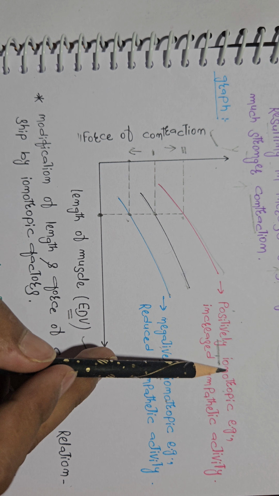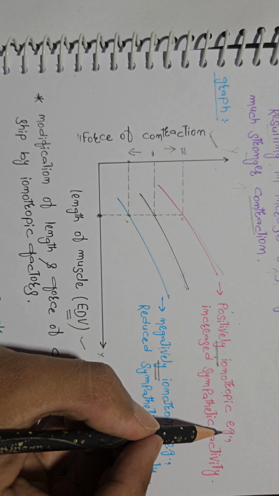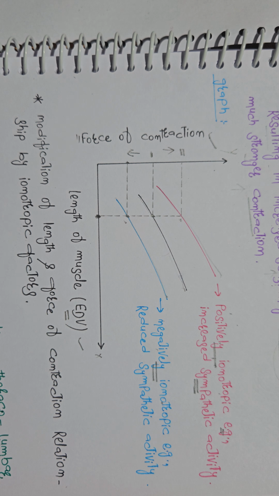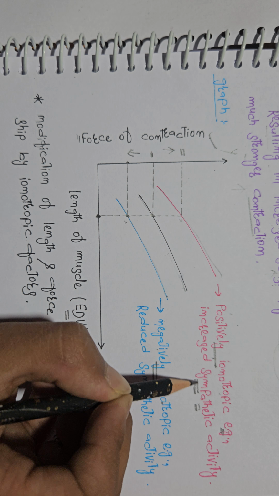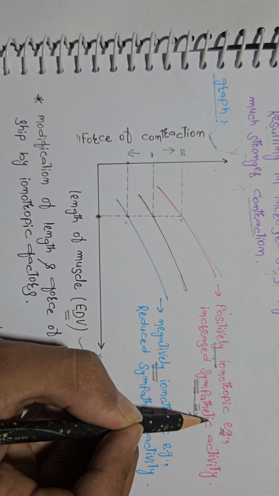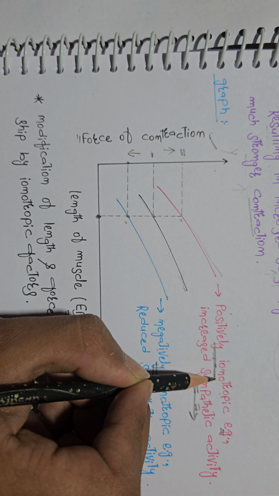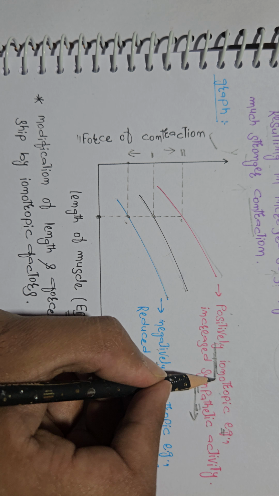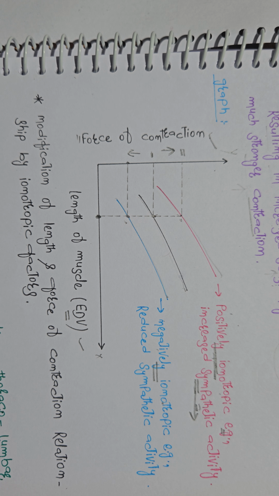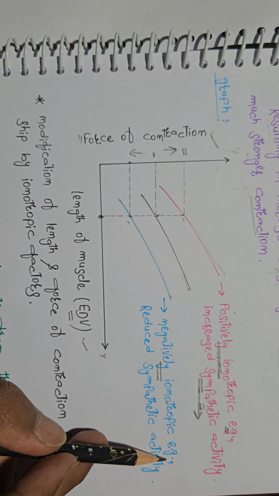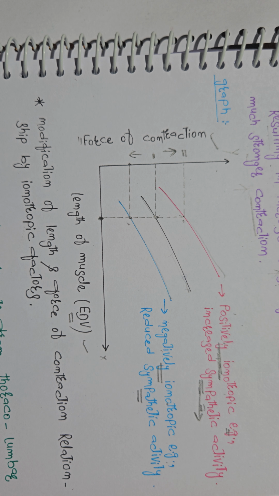Now, what is the example of positively inotropic factor? The example is increased sympathetic activity. We know our heart is supplied by nerve fibers. Those nerve fibers can be sympathetic nerve fibers, or parasympathetic nerve fibers. So if we stimulate those sympathetic nerve fibers, there will be increased sympathetic activity, and it is an example of positively inotropic factor, which increases the contractility of heart from here to here. And an example of negatively inotropic factor is reduced sympathetic activity.